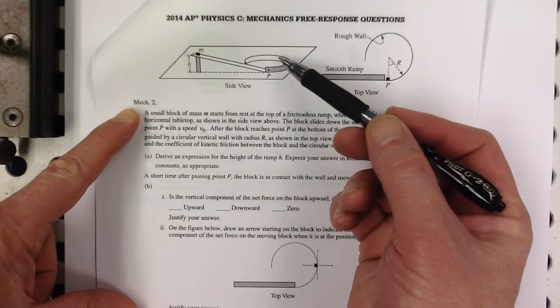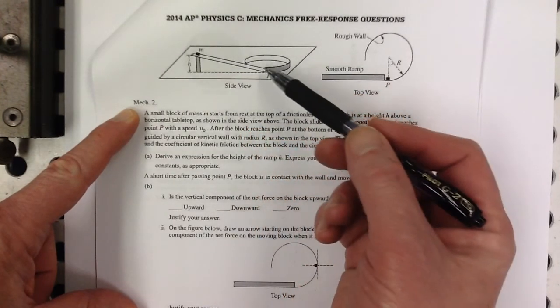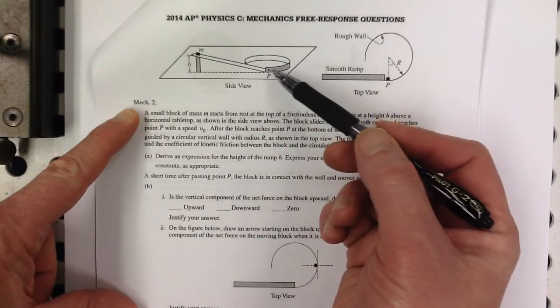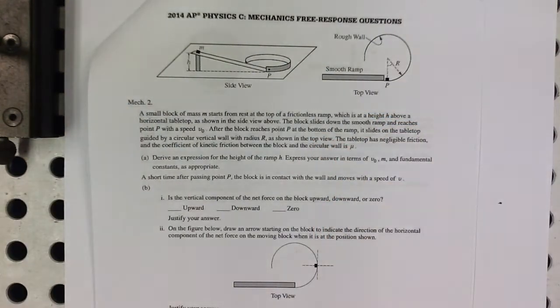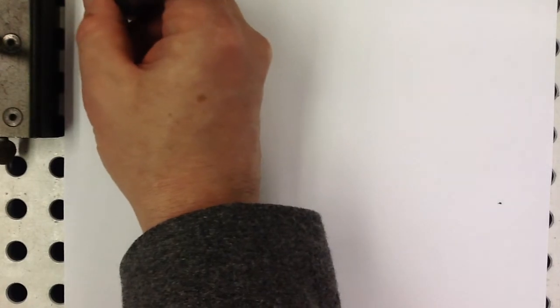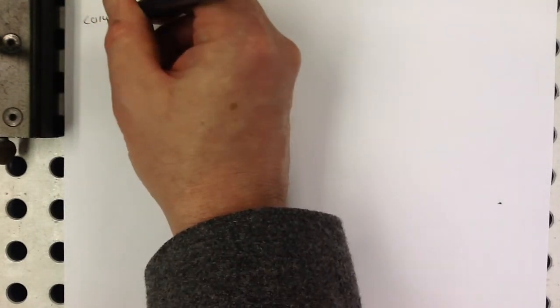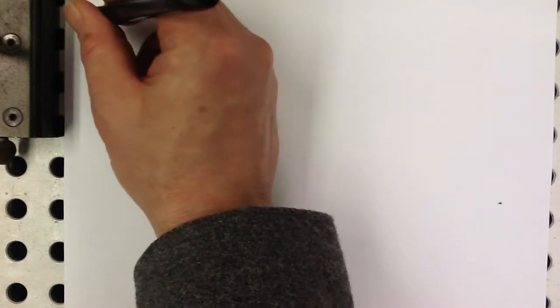It's going to slide around here, and this surface is frictionless, but the little wall of this little circle is not frictionless. So this is the little top view of that. Okay, so in the first part of 2014, number 2, I'd like us to derive an expression for the height of the ramp h.